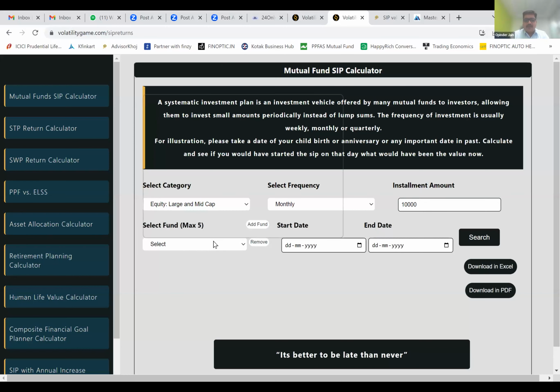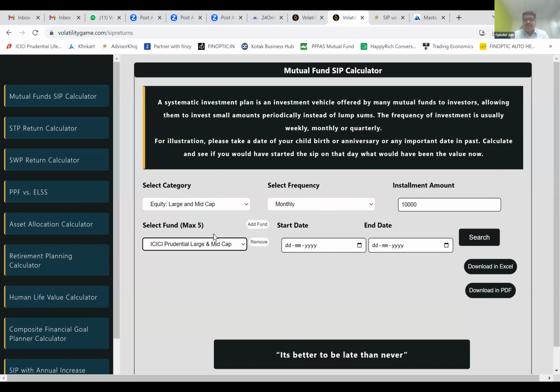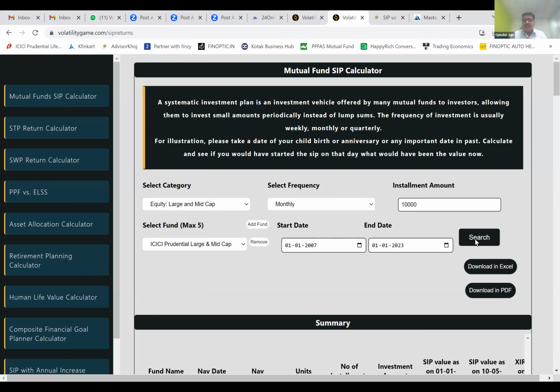I would not go much deeper in terms of plans, because here the concept is not comparison of plans, which is another wonderful tool on our Volatility Coaches dashboard. Here what I'm trying to show is how an SIP can help in building wealth over a period of years. Let me take a period from 2007, a cycle where it went down as well, to 01012023. Let's see how this generates.